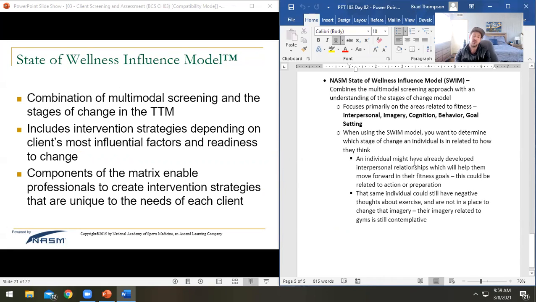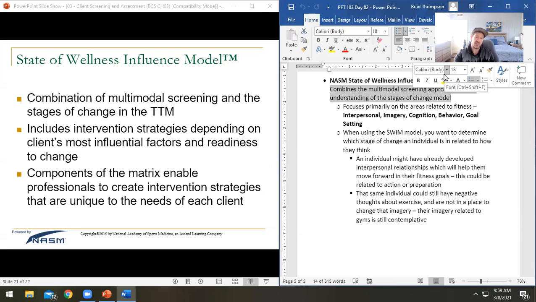So another version of assessments that we have here is something that NASM came up with that takes the most important parts of the basic ID and distills it down even further, and then they redid it in their own little model. NASM came up with what they call the State of Wellness Influence Model, or SWIM. This basically combines the idea of multimodal screening with the stages of change model. NASM tried to put the two together in such a way that makes it easier to focus on things that are directly related to fitness.